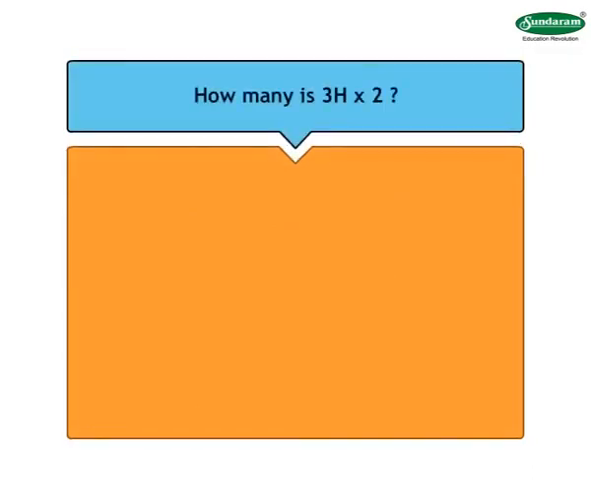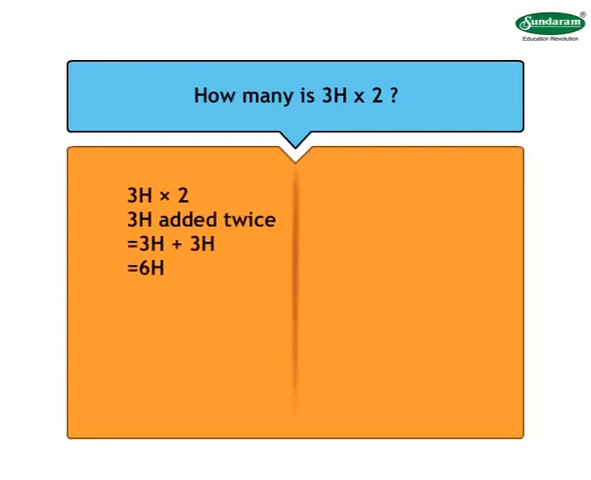How many is 3 hundreds into 2? 3 hundreds into 2 means 3 hundreds added twice, which is equal to 300 plus 300, which is equal to 600. Thus, 300 into 2 is equal to 600.